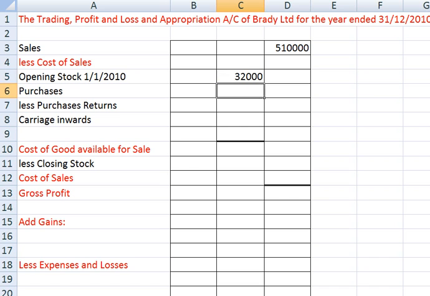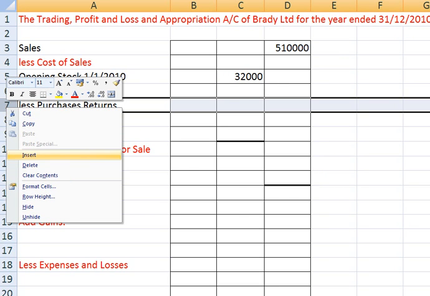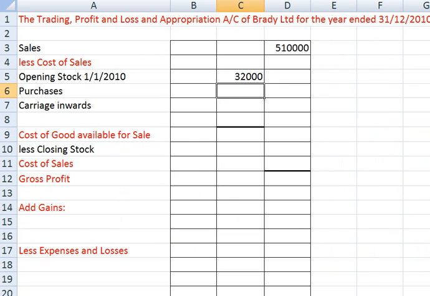This company also had purchases. There was no purchase returns. So we get rid of the purchase returns out there, which you'd normally take away. And the purchases were 270,000 euros.